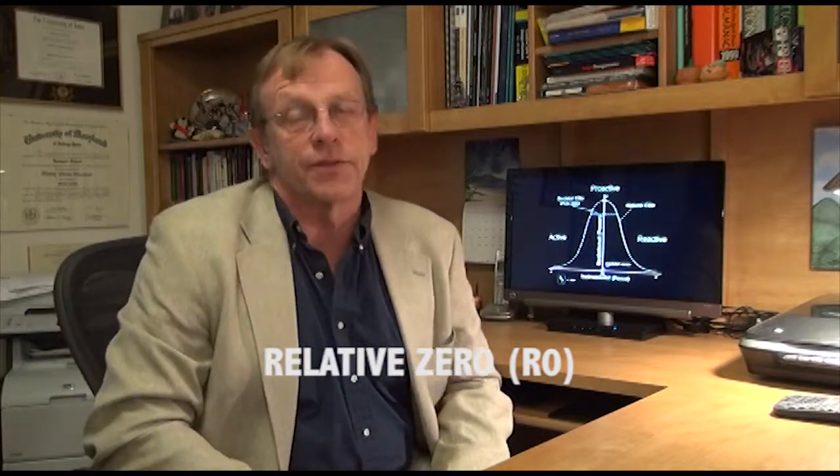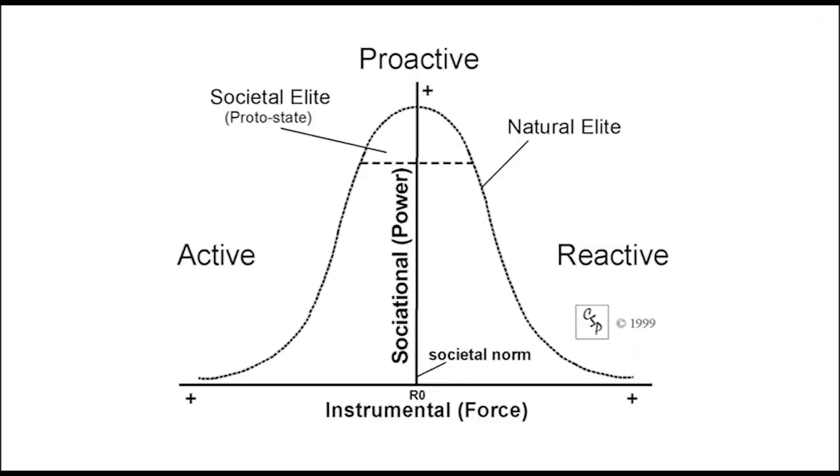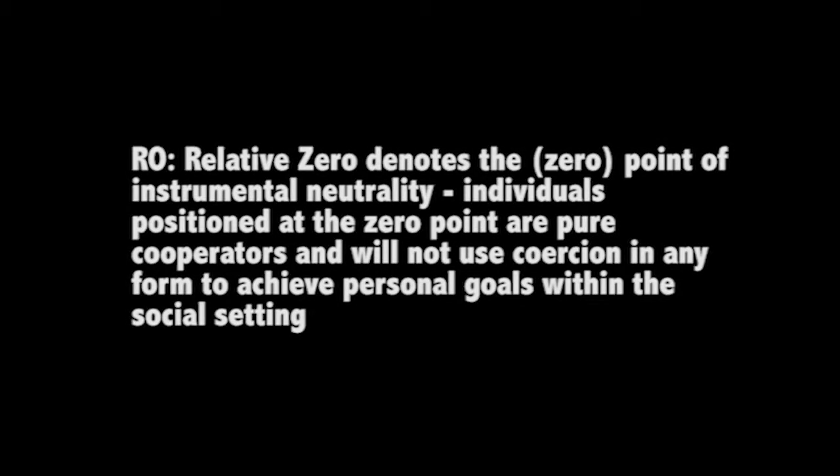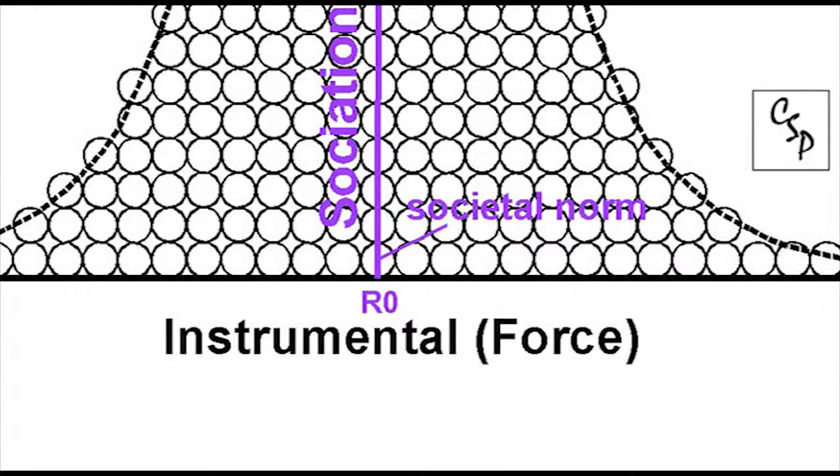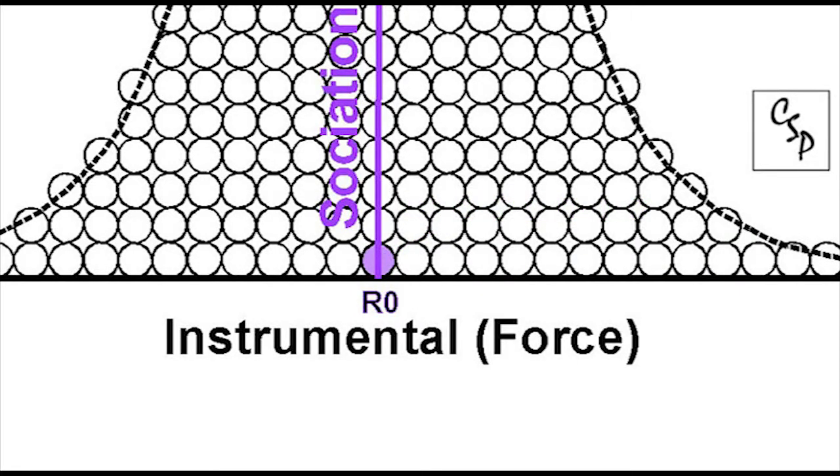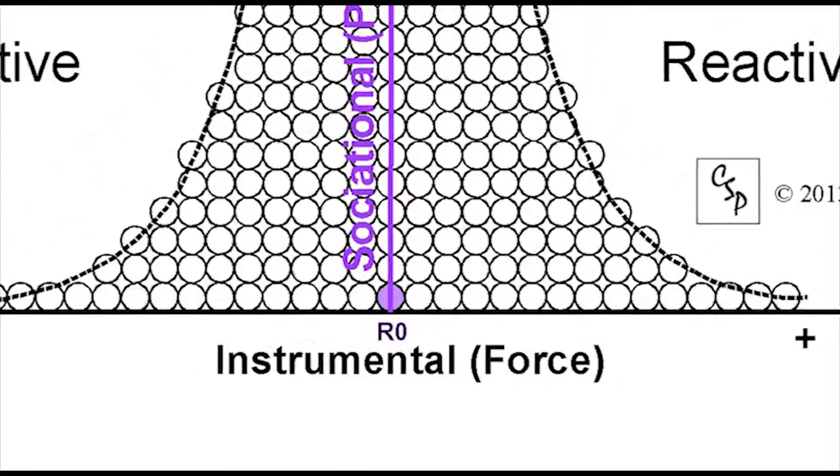Looking towards the middle of the diagram, the point that's designated as relative zero. This is, of course, the zero point on the instrumental x-axis, that is, the point on the scale that denotes instrumental neutrality. Individuals with personal dispositions that position them at this point along the x-axis can be considered to be pure cooperators. That is, they will not use coercion in any form to achieve personal goals within the social setting. The point of intersection of the two axes may be considered the point of pure individuation, or social genesis, as any deviation from this point infers some form of social interaction.